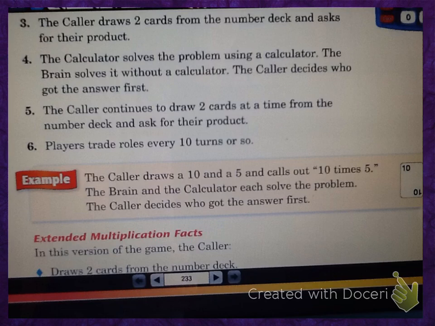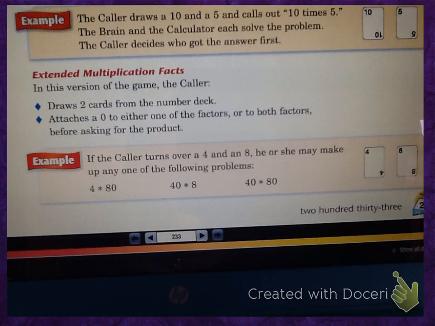And we can kind of look down here at the bottom. The caller draws a 10 and a 5 and calls out 10 times 5. The brain is going to try to solve the problem before the person can punch it in the calculator to solve it. And then the caller is going to decide who got the answer first. There is an extended multiplication facts version. And what you would do with that version is just attach a 0 to one of the factors or both factors before asking the product.